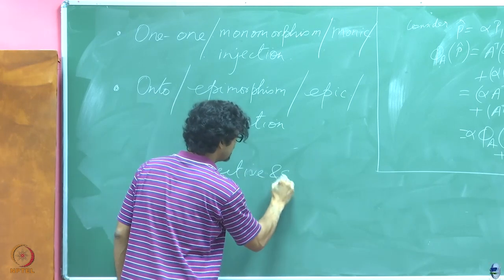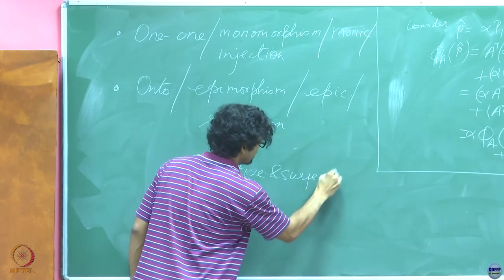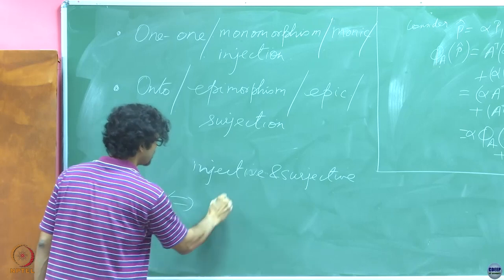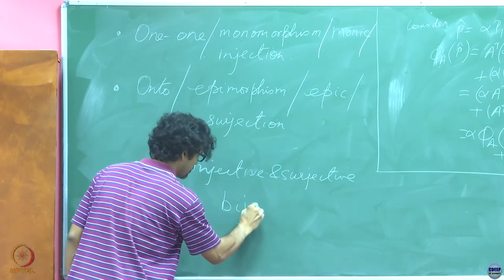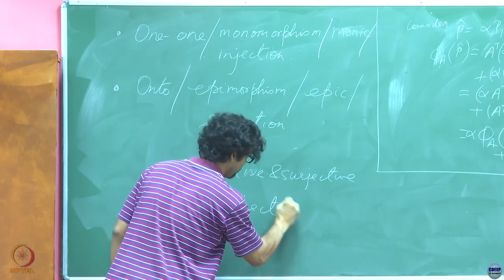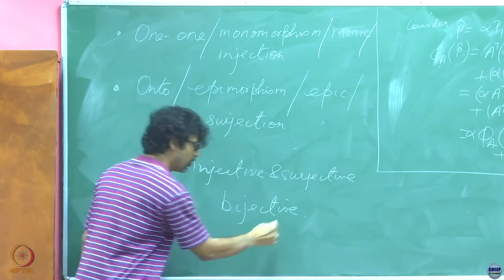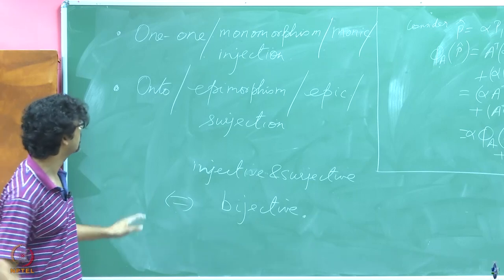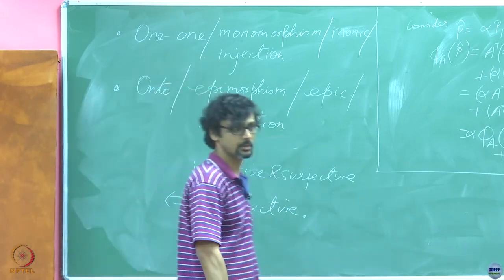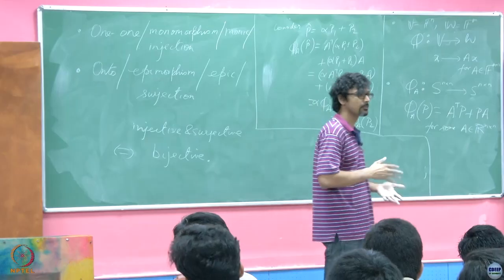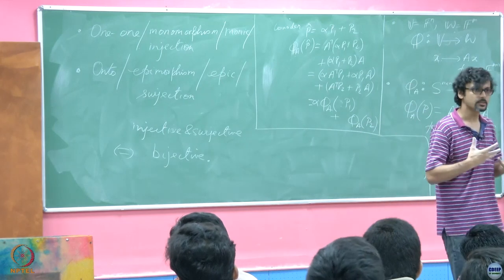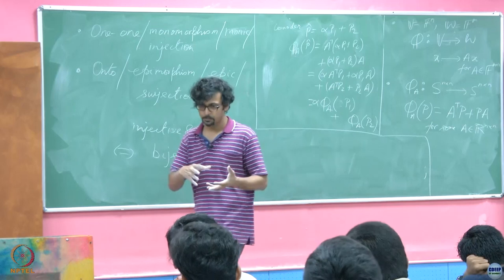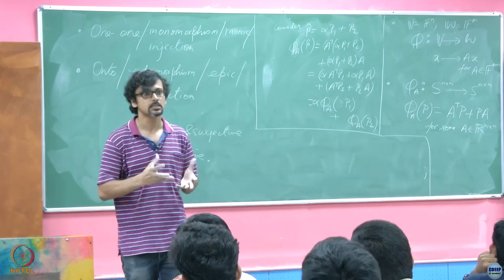Injective and surjective, it means it's bijective. Do you know one of the most handy uses of bijective mappings? I'm not even talking about linear maps. I'm just talking about maps. What is one of its uses? You can actually show or compare sizes of sets.